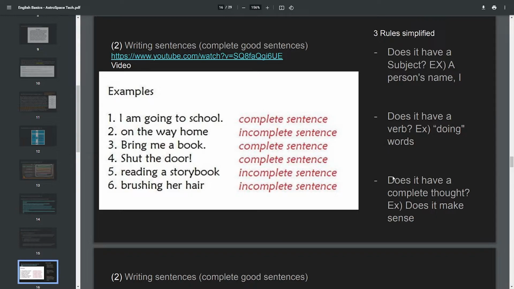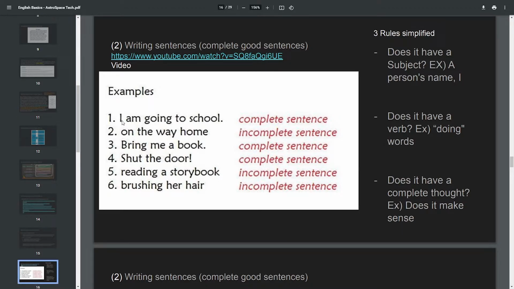So all of that is really confusing, and it's all about breaking everything down to be more simplified and understanding what I just said. So I have three simple rules to understand how to write a complete sentence. The first rule is, does it have a subject? Example, a person, a name, or I. Does it have a verb, a doing word? Or does it have a complete thought? Does it make sense standing alone? These are the three rules, and if you still don't understand after I explain this, you can always watch this video and we'll explain it even more.